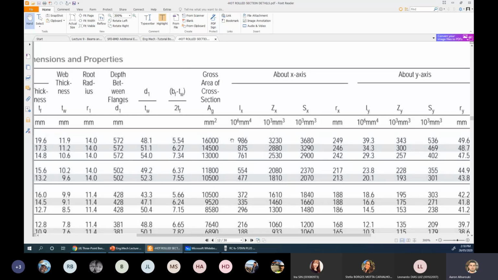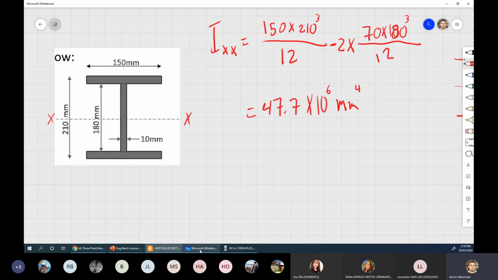What else? That's the format. When you read this number, it's not only 986 multiplied by 10 to the power of 6 millimeter to the power of 4. That's why I used it here. Look at it, 47.7 multiplied by 10 to the power of 6 millimeter to the power of 4. Makes sense, guys? Okay, yes, Aaron. Good. So if I give you some shapes, you'll be able to calculate the moment of inertia for these shapes, you reckon?